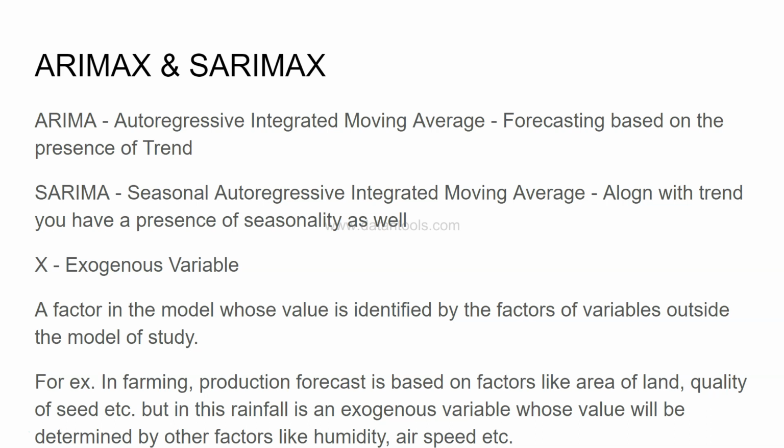Suppose in a time series data that you are collecting related to farming over a period of 10 or 20 years, along with, let's say, area of land or quality of seed, you are also having the rainfall at that point in time. I think it is captured in millimeters, so 100 mm, 200 mm, 500 mm, things like that. You can capture that and keep this as your X factor, or the external factor that is impacting the production forecast. So as you can see, it is very important for time series data from the forecasting perspective.